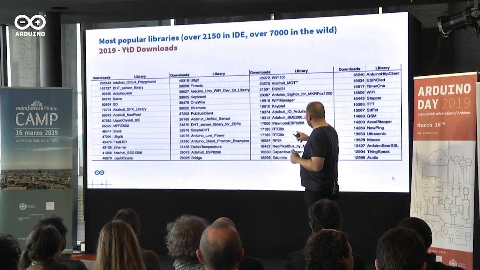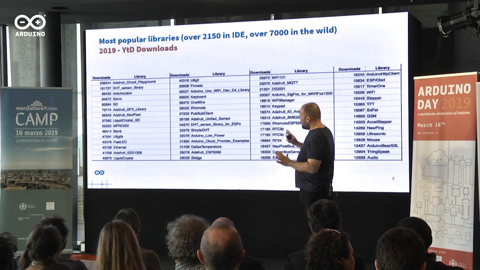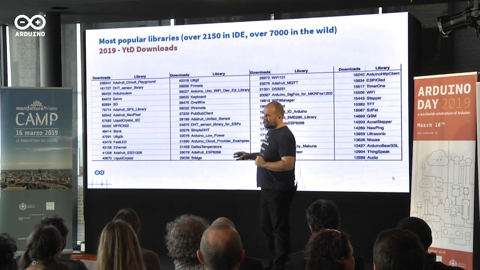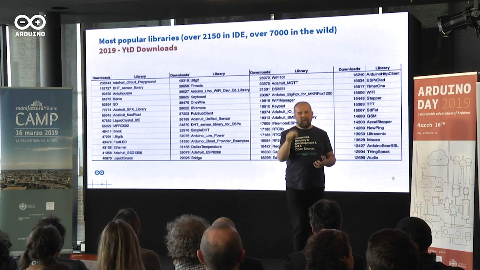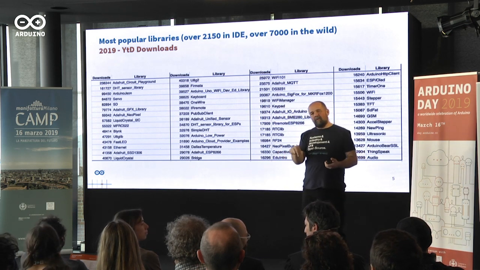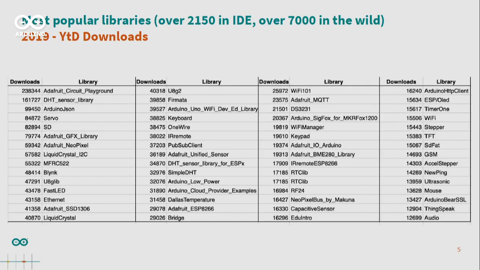So this is a nerdy statistic. We will publish the numbers. Basically, when you install a library in Arduino, and libraries are very important, they're a huge ecosystem. People write Arduino libraries to interface sensors, interface protocols, add features to the language, and they are very, very important.